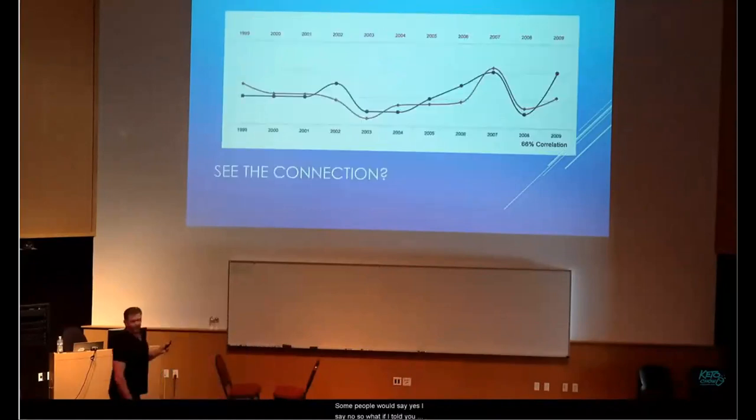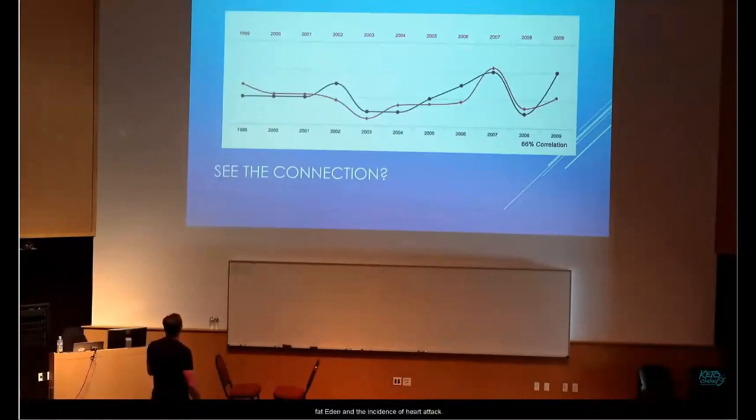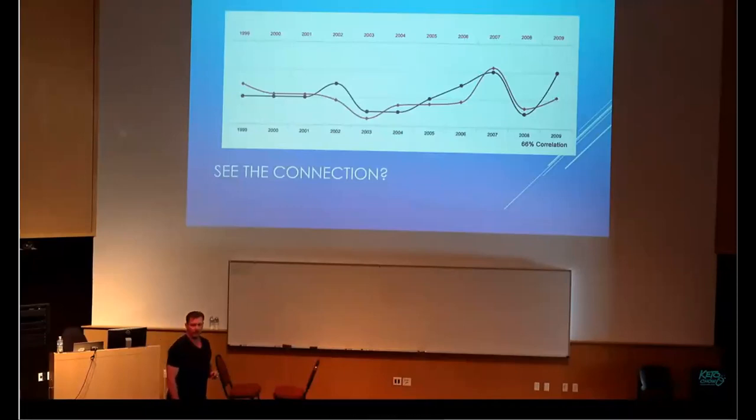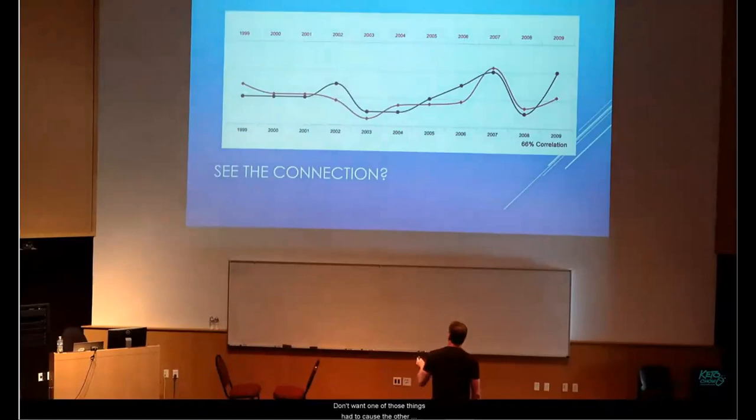So what if I told you this is the graph from 1999 to 2009 of the amount of saturated fat eaten and the incidence of heart attack? Do you see how these numbers, you see that? They're very tightly correlated, aren't they? You're like, whoa, that looks very impressive. One of those things had to cause the other. Otherwise, they wouldn't track like that.